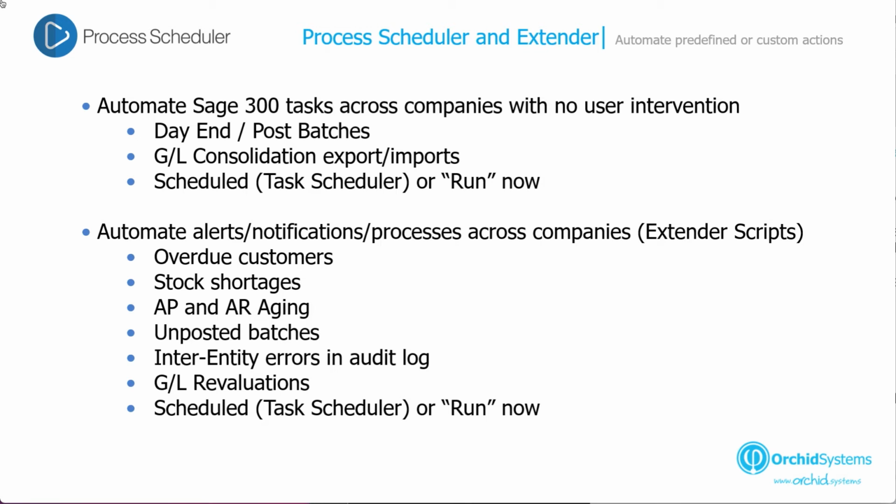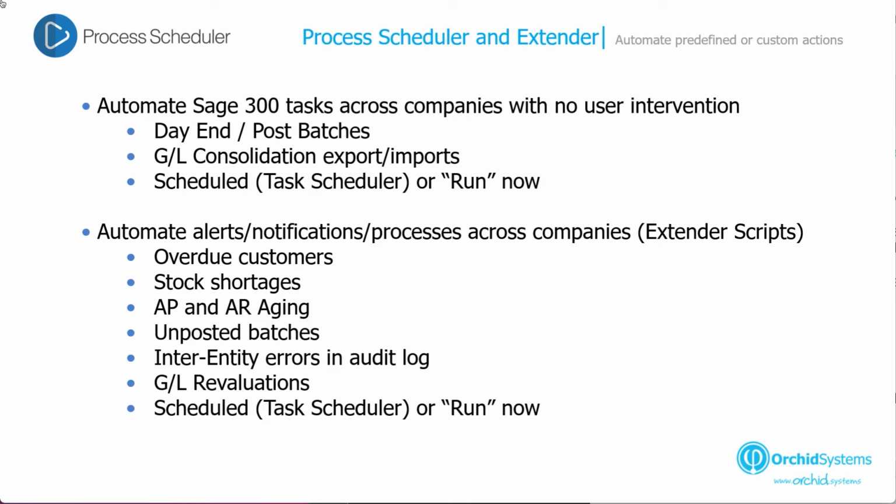For example, overdue customers, stock shortages, AP and AR aging, unposted batches. At month end, you might want to know which companies have unposted batches. You can schedule a script to alert you which inter-entity companies have entries in their audit logs. And you can, even with a custom table, schedule GL revaluations by storing the way you run your revaluations in the custom table, and then by populating the GL revaluation with your preferences and running company by company.